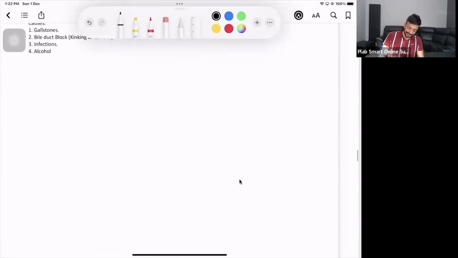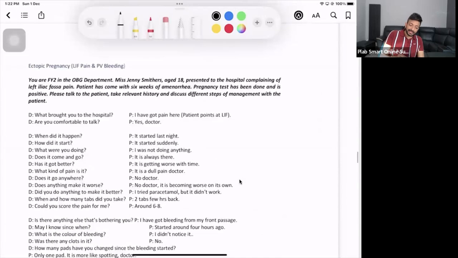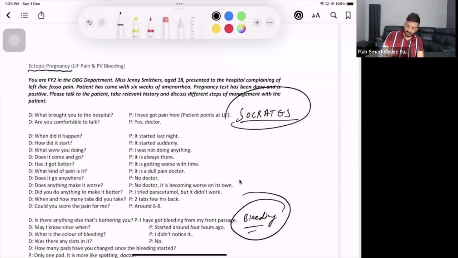Okay. Next one, you have got ectopic pregnancy. So the patient is saying, I've got pain in the left iliac fossa or right iliac fossa. You will elaborate on the pain. What are you going to do? You will do SOCRATES as well. Anything else? This patient will say, I've got bleeding as well from my front passage. Okay. SOCRATES, pain, bleeding from the front passage, young girl.